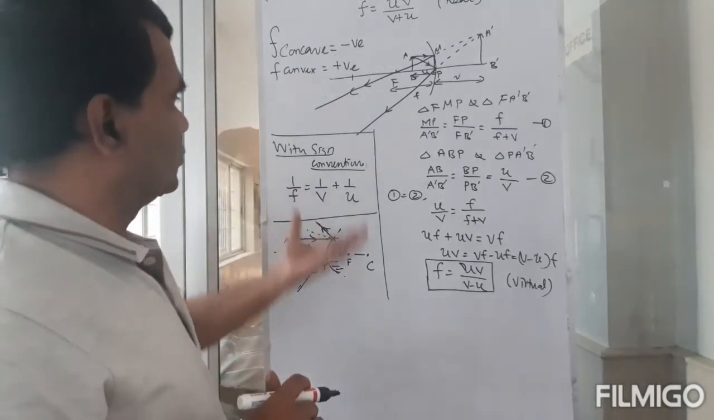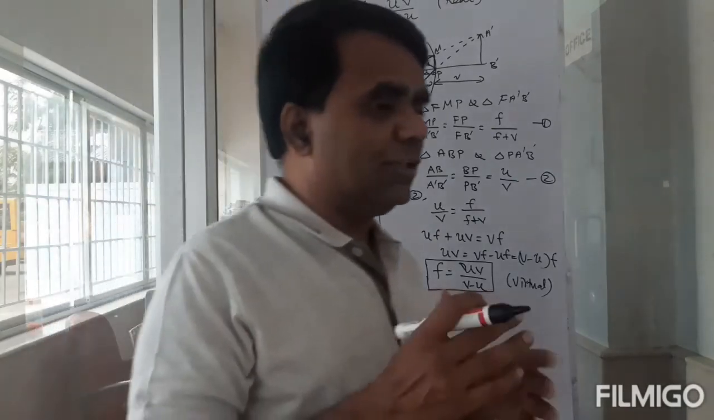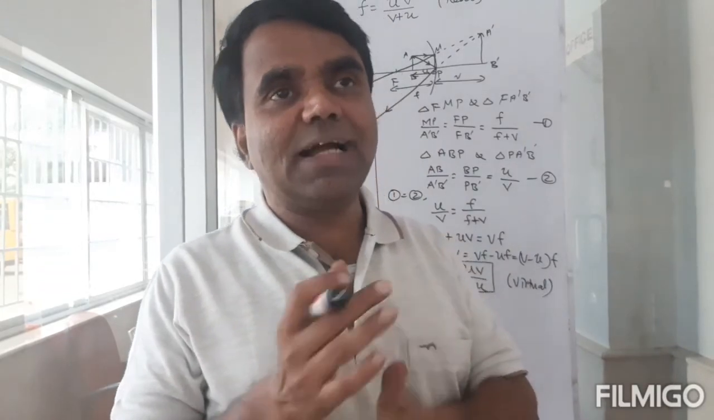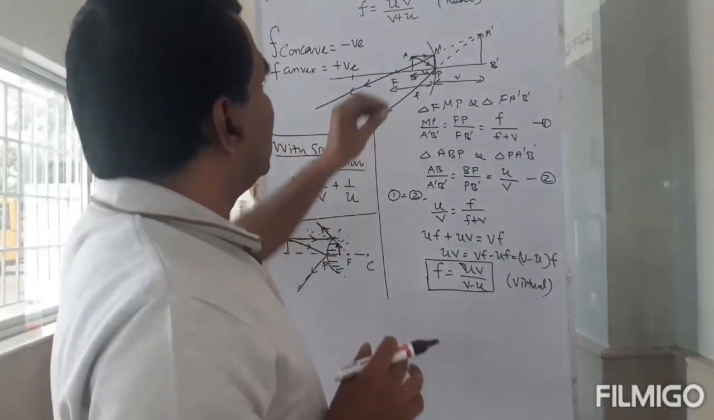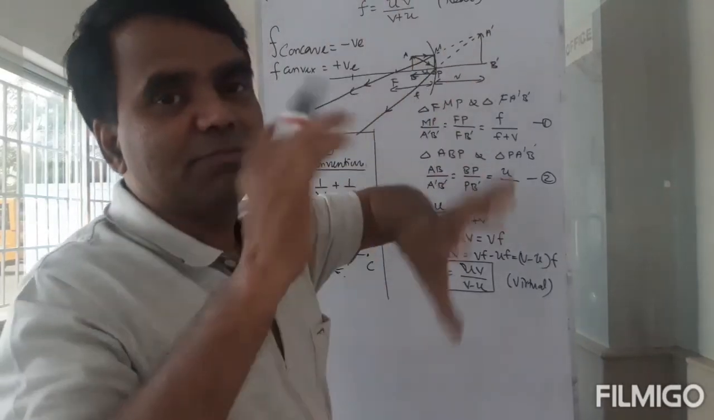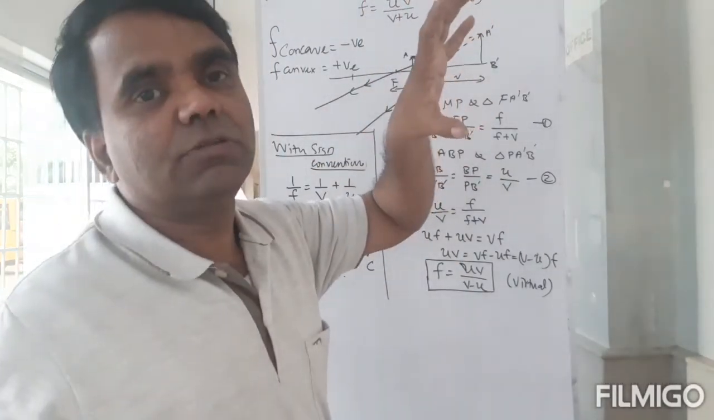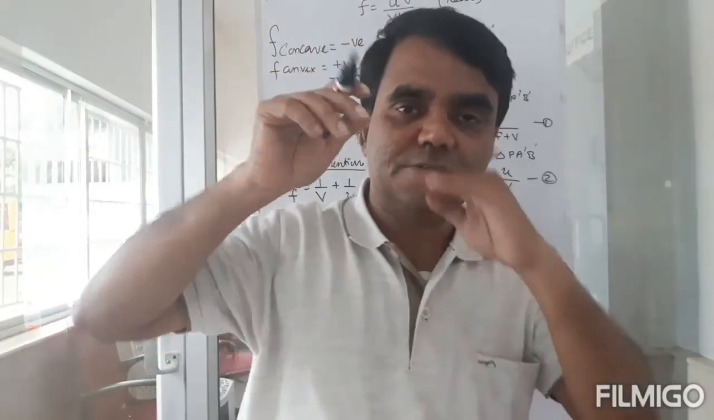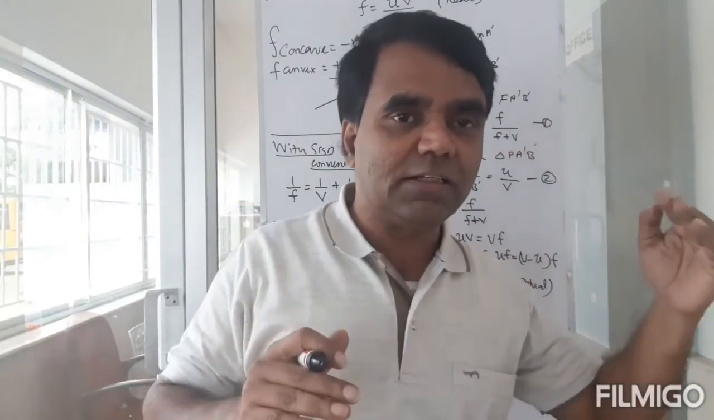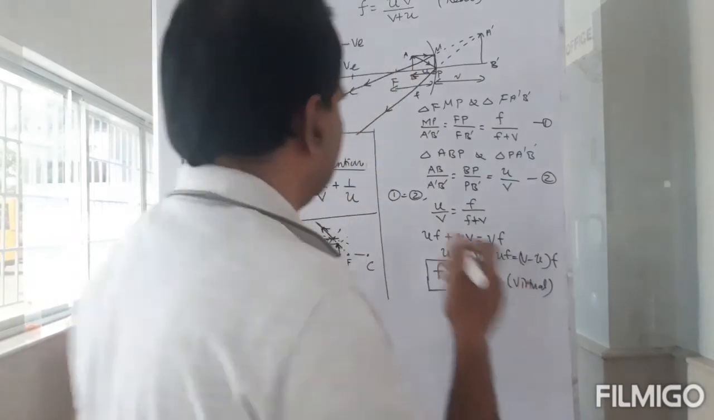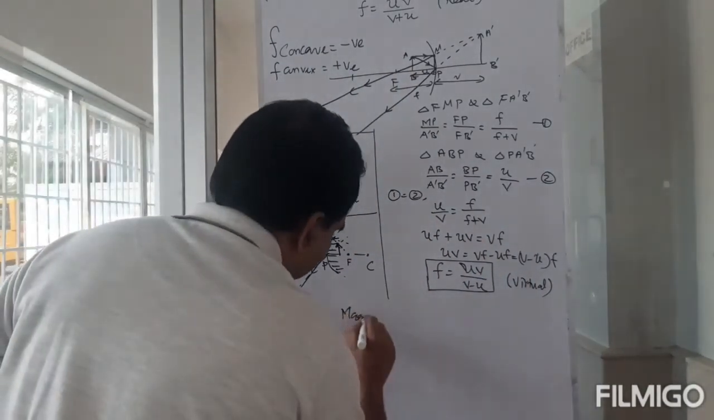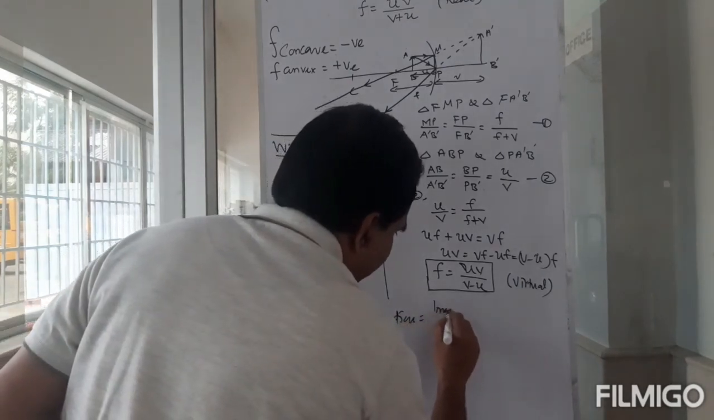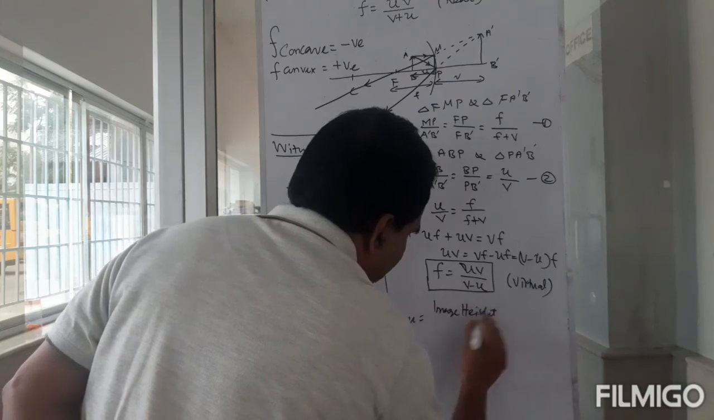Okay, so this is what you get. And we also talk about what is called magnification. Magnification is how much your object is magnified in the image. So it is always the image height divided by the object height, the final divided by initial. So magnification is image height divided by object height.